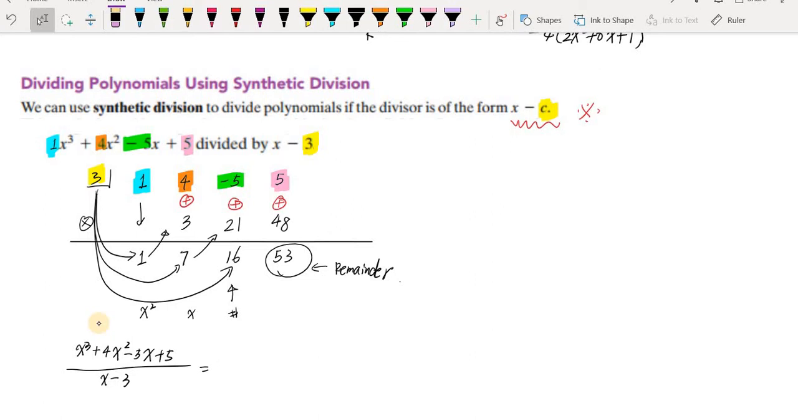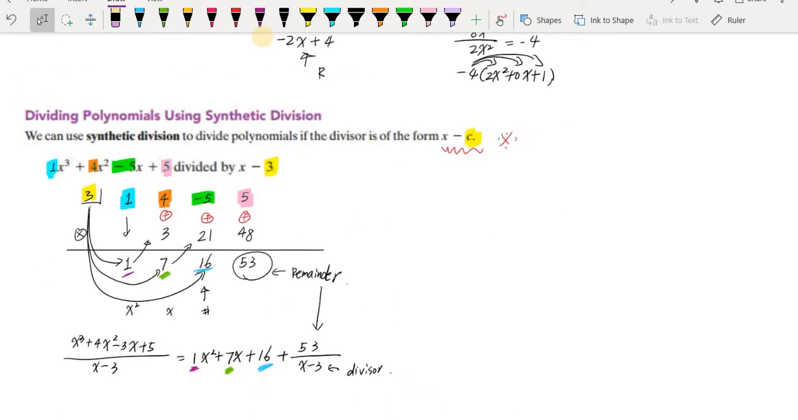The coefficients, that will be 1 x squared plus 7x plus 16. Okay? And then we also have to add our remainder. So our remainder is 53 over the divisor x minus 3. So remember, that's your remainder, and then this is called divisor.